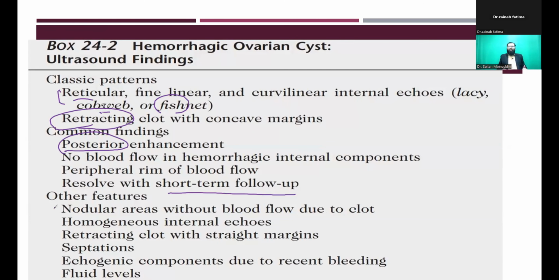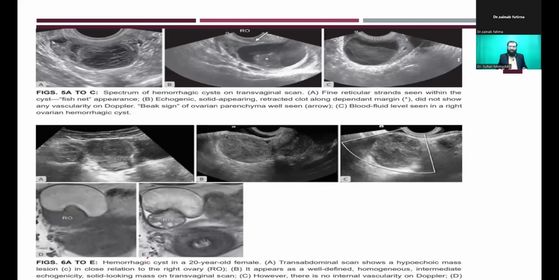So don't be in a hurry to call anything a mass lesion. What you should do is, whenever you are in doubt, you should just give it as follow-up. So follow-up is very important when it comes to all such cysts. Other features include internal echoes, retractile clots, septations, fluid levels. So all these are important signs.